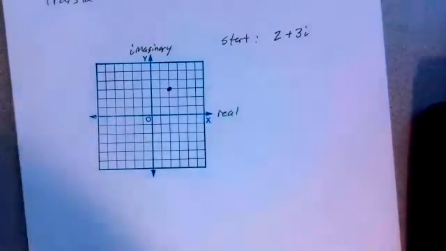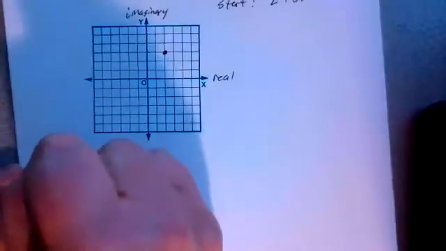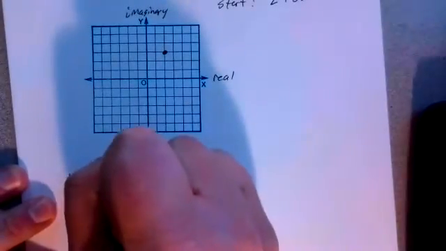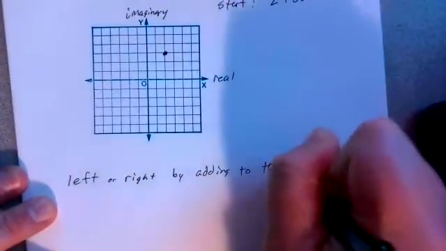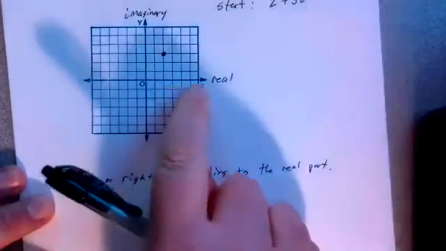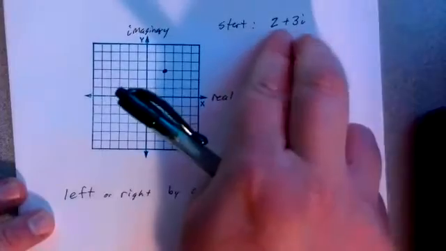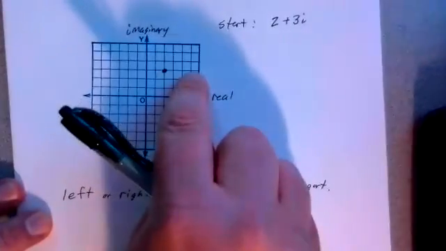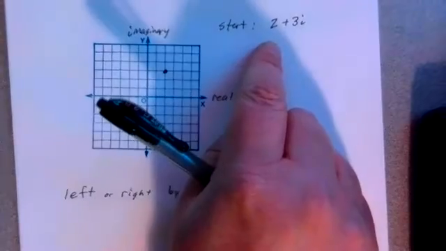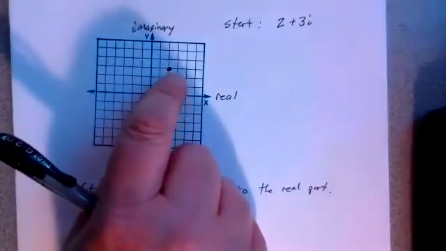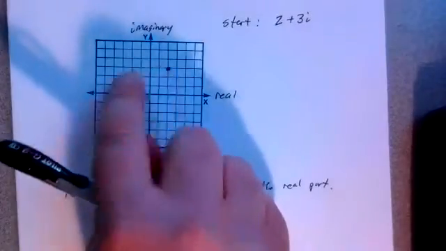Now, if I want to move this in a straight line, I can move it left or right by adding to the real part, because the real part is the x-axis, that's our left and right. If I just added 3, 2 plus 3i plus 3 would be 5 plus 3i. So I would just take it 3 units to the right. And when I say adding, I really mean add or subtract, because if I added negative 3 to this, it would be negative 1 plus 3i, which would be right here.